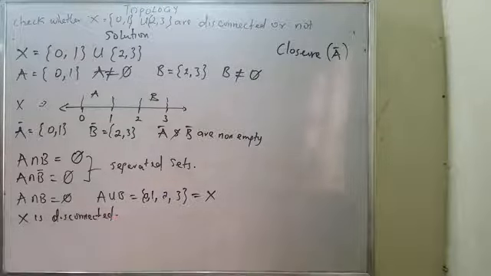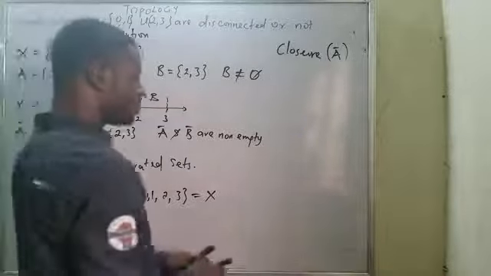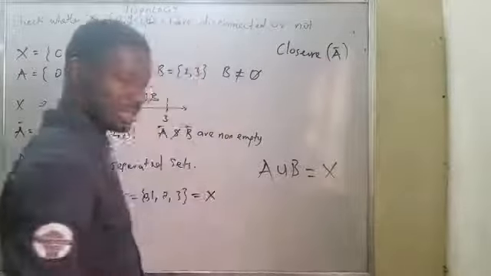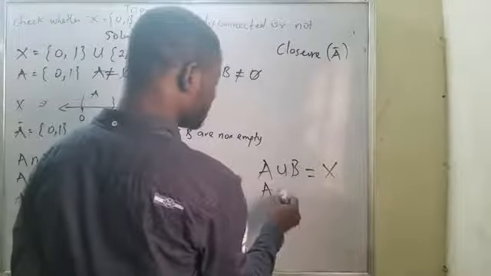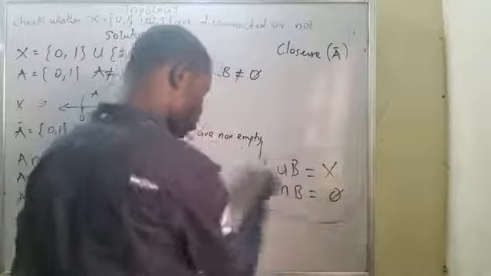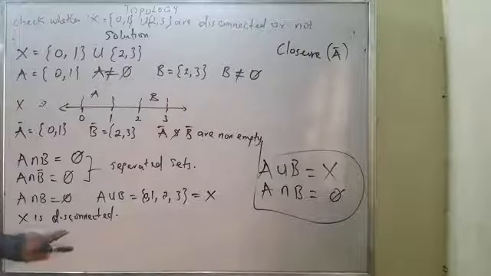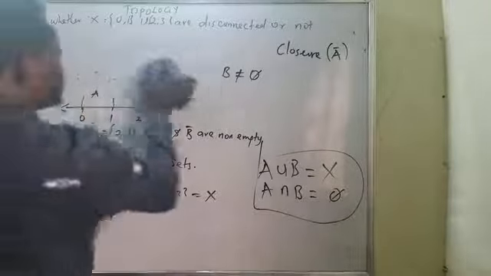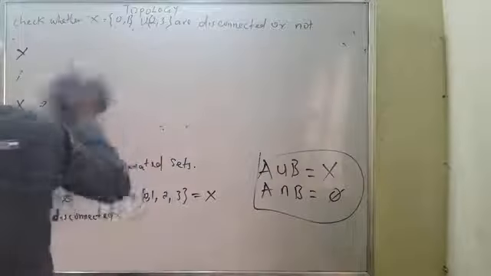X is disconnected. That is all about that. S is disconnected. Now, don't forget, the major thing you need to test: you test for the union, if it gives us the real set, and also the intersection, if it gives us what? Empty. That is the conclusion to satisfy that this is disconnected. Now, let me try to show another example of this case that will really help us to understand this concept very well.